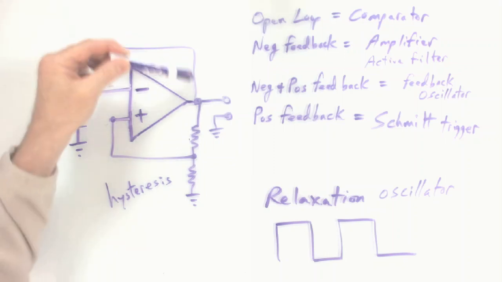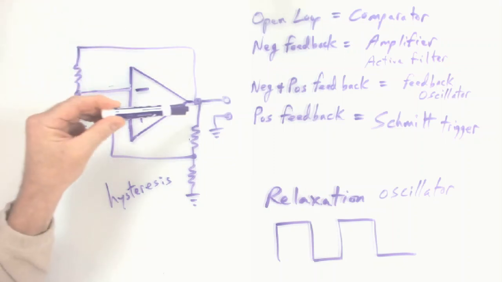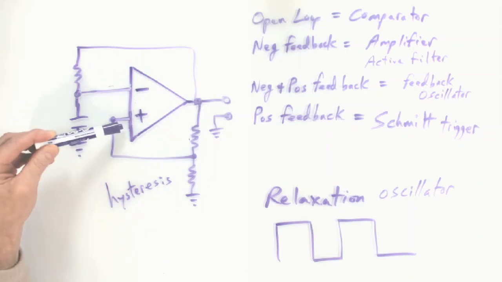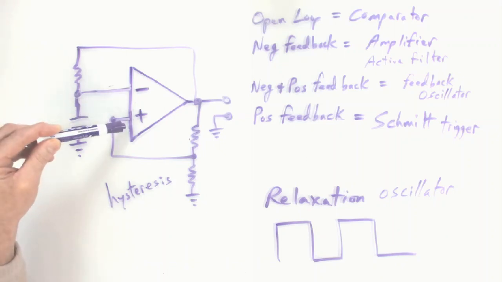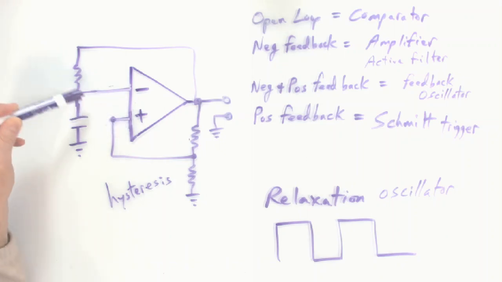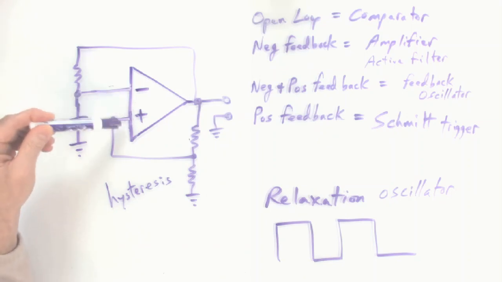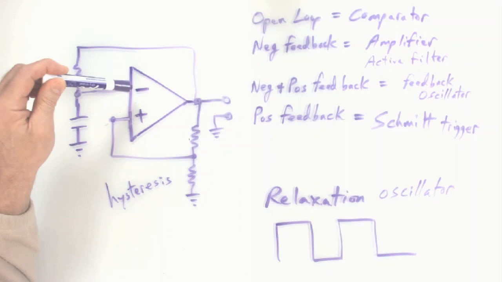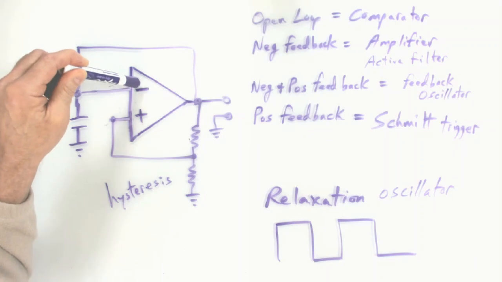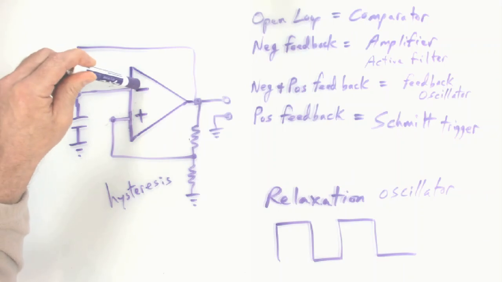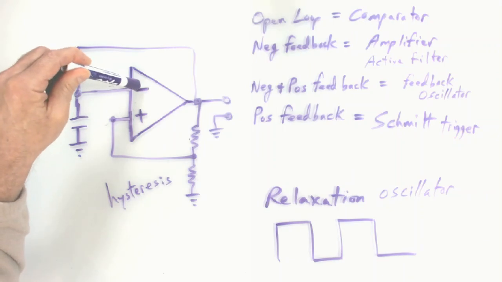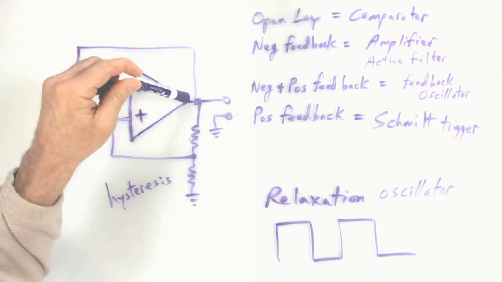It's going to be doing two things. It's going to be charging the cap. It's also going to be setting a threshold for the cap to reach. When the cap reaches the threshold that's here, look what happens. The voltage at the cap will reach the threshold and go past it, and that means that this input is now greater because the cap just charged up past the threshold. As soon as this input is greater, the output goes negative.